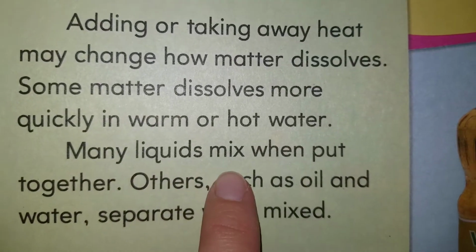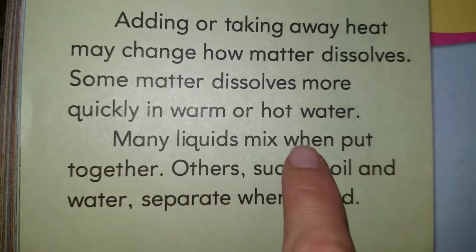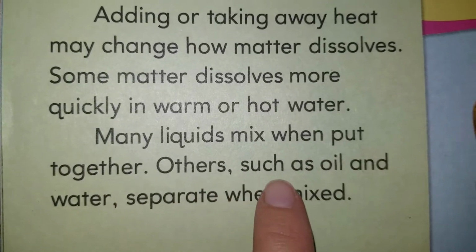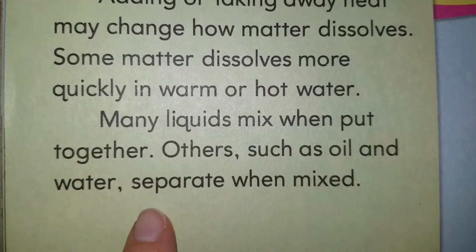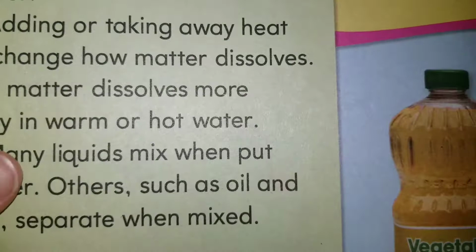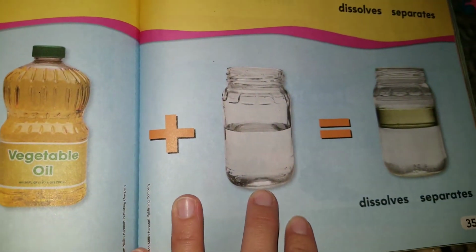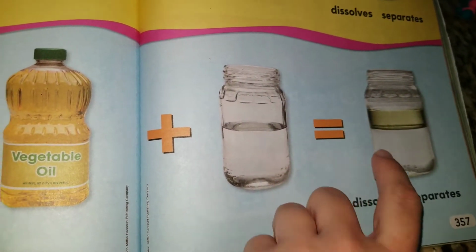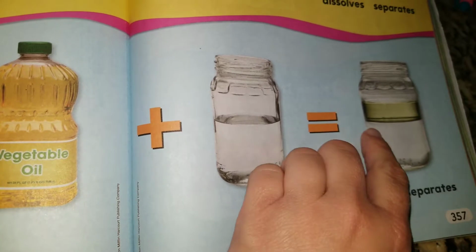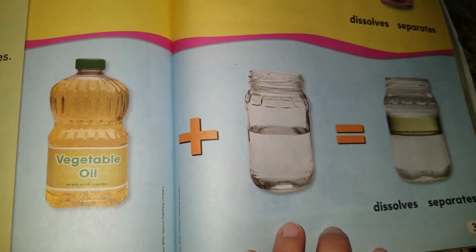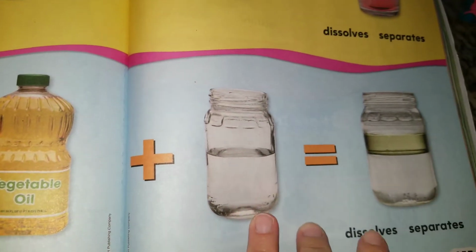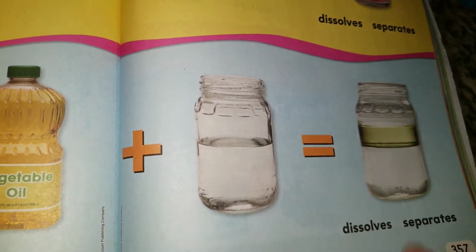Many liquids mix when put together. Others, such as oil and water, separate when mixed. And here you can see it again. At the bottom of the page, boys and girls, you can see that the water and the oil separate. You see, they don't dissolve. They don't like to be together. That's why they don't dissolve, they separate.